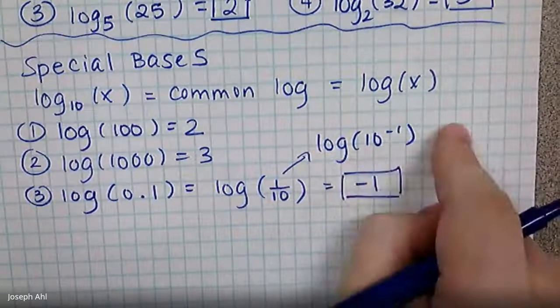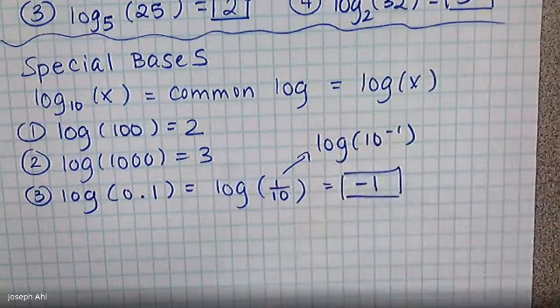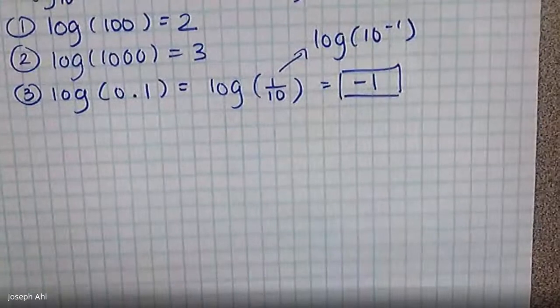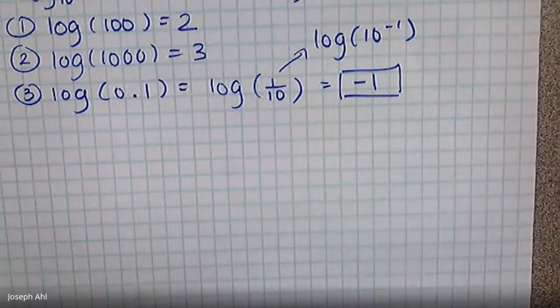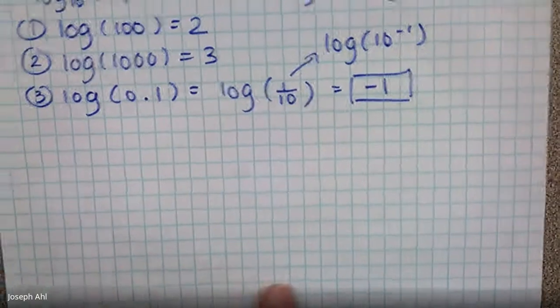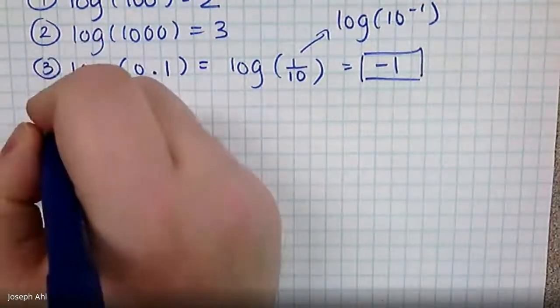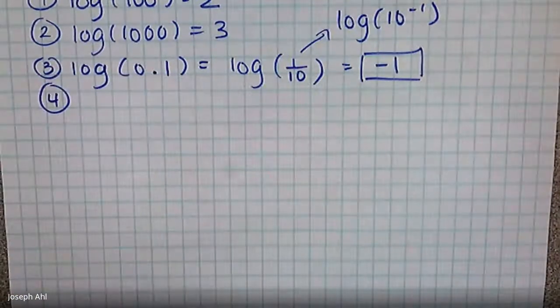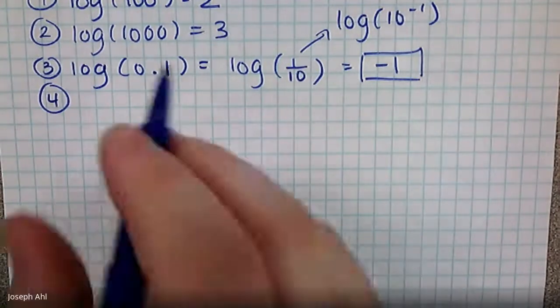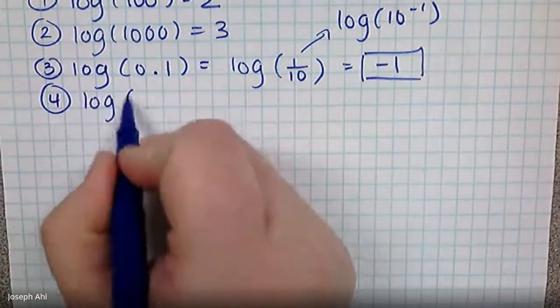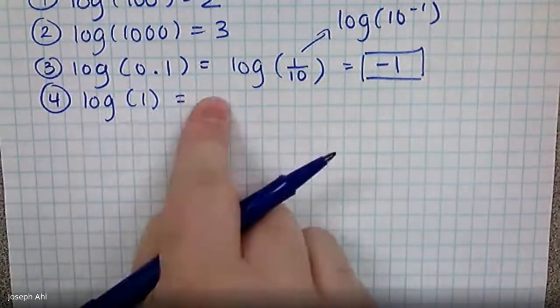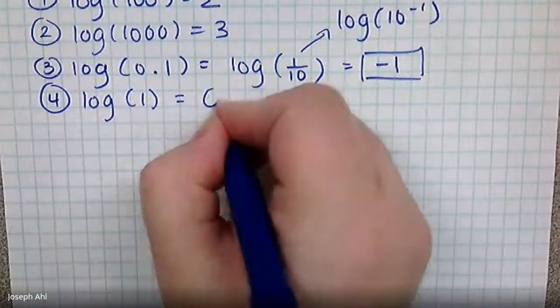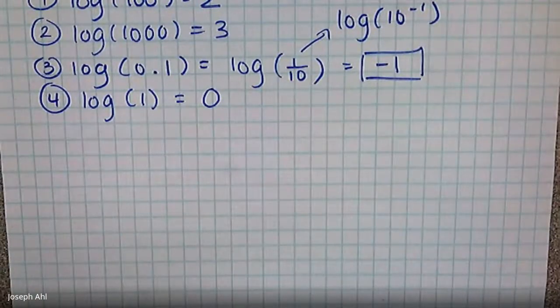If 10 to some power has to give you 10 to the negative first, if you can get the base of an exponential and the base of the log to match, the answer is just that exponent on the inside. That might be a good general rule of thumb moving forward: try to make those two things match if possible. It's going to make your life that much easier. So what about log of 1? 10 to some power has to equal 1. The answer there is 0.